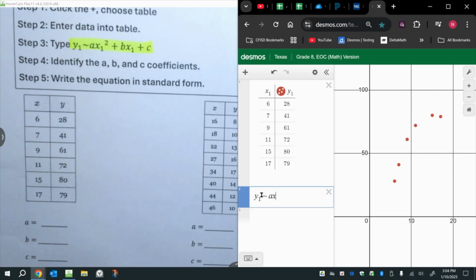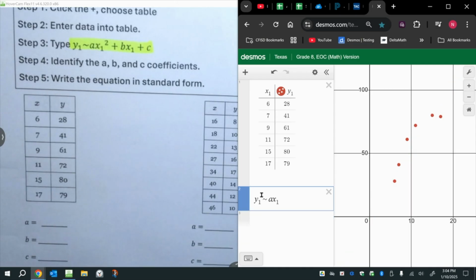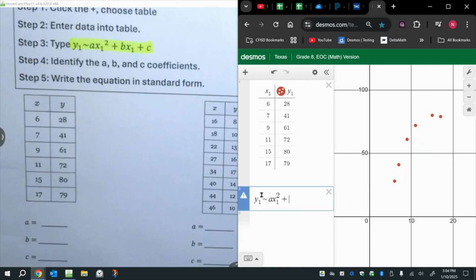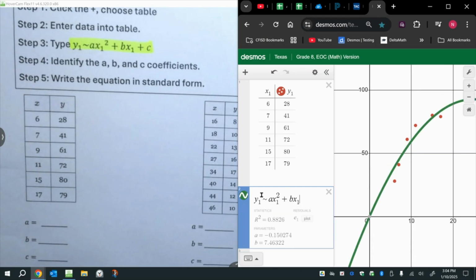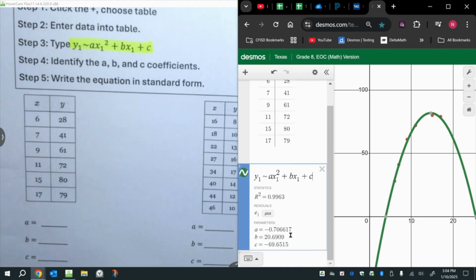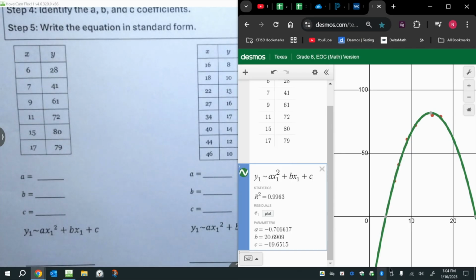We have ax1 squared, so shift 6 squared, arrow down, plus bx1 plus c. Wow, that's a lot. All right, so here's what we need. We need A, we need B, we need C. So A, I'm just going to write all the information for A.